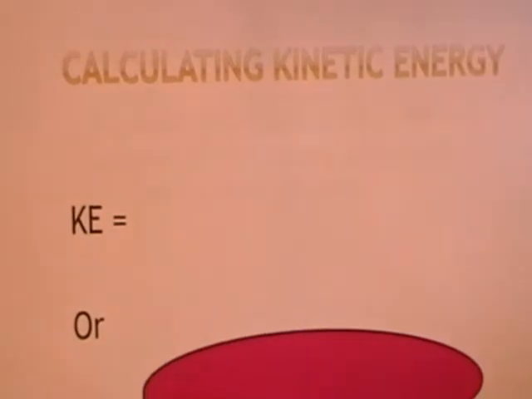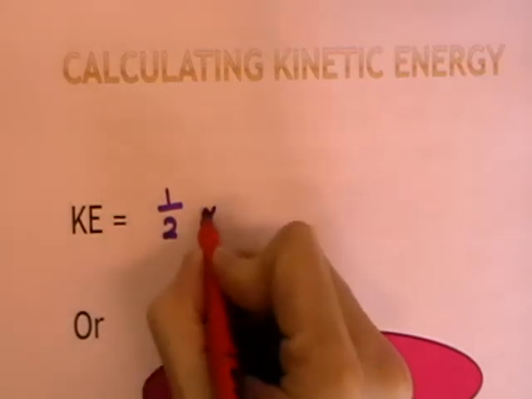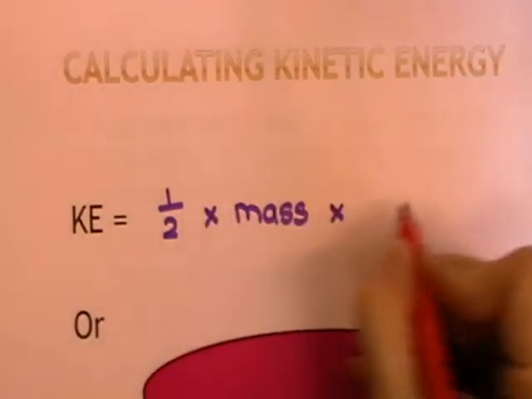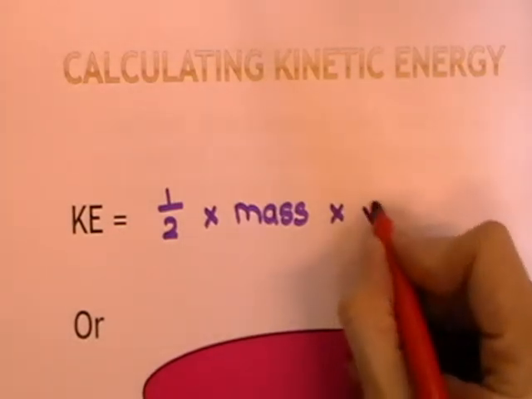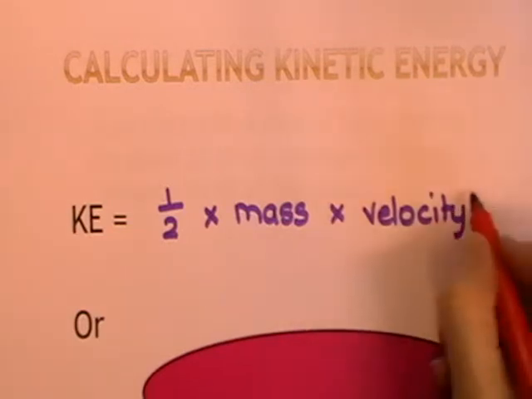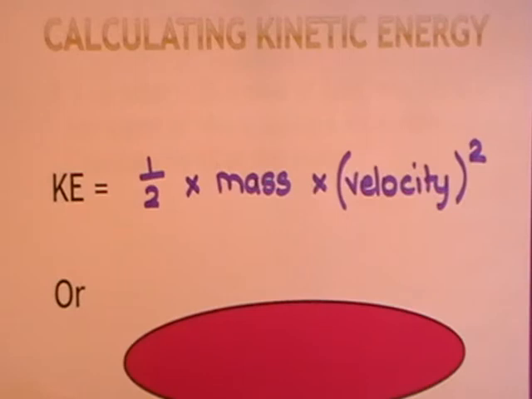Right, so the next thing we have to do is calculate kinetic energy. And again, in physics, we have a formula. The formula to calculate kinetic energy is that kinetic energy is a half multiplied by the mass of the object multiplied by its velocity or speed squared. So you take the velocity or speed and you have to square that value before you finish your sum.